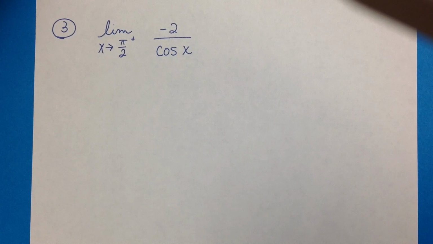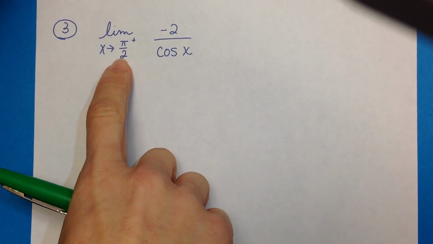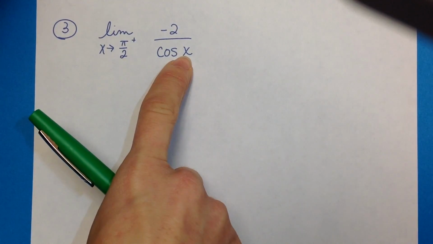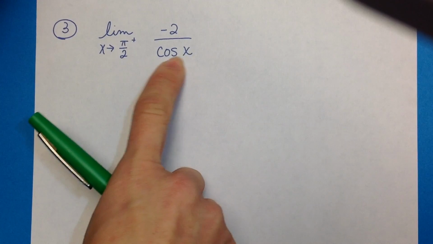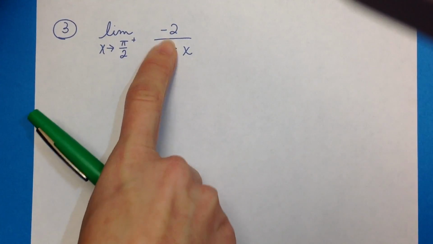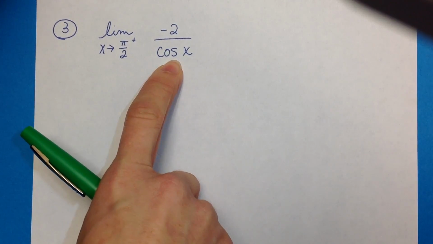Okay, next. Okay, so this one's going back to a one-sided because we are approaching from the right-hand side this time. Now, think about direct substitution again. If you were to directly substitute pi over 2, of course you've got negative 2 as your numerator, but cosine at pi over 2, or 90 degrees, is actually 0. So that would mean that this does not exist because you're dividing by 0, but why?